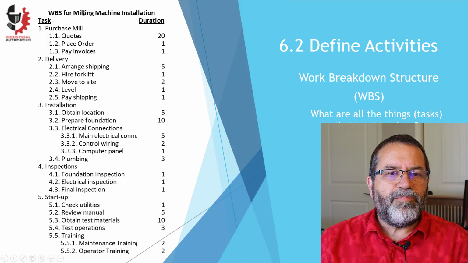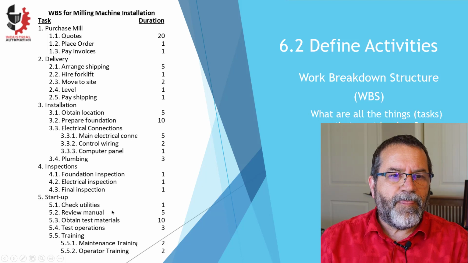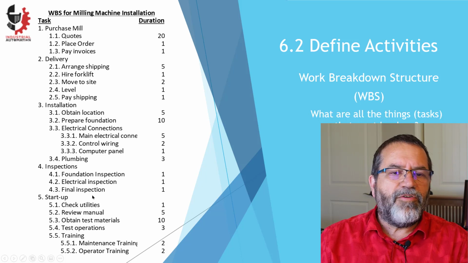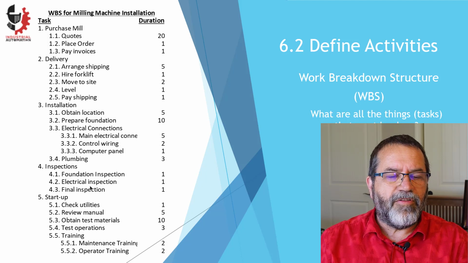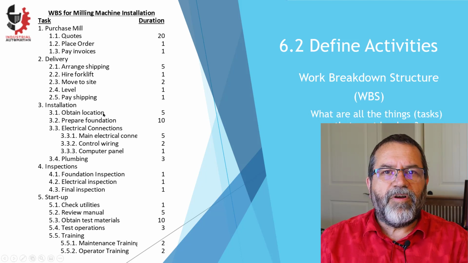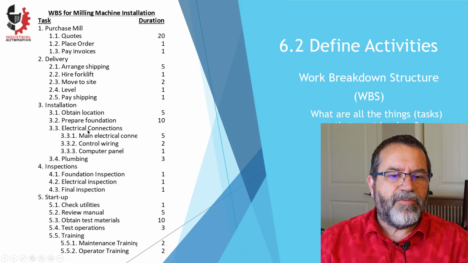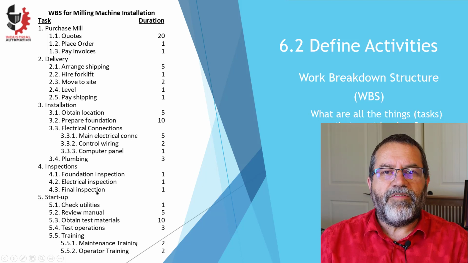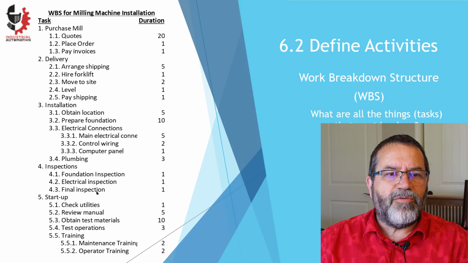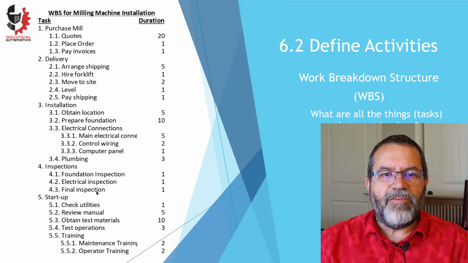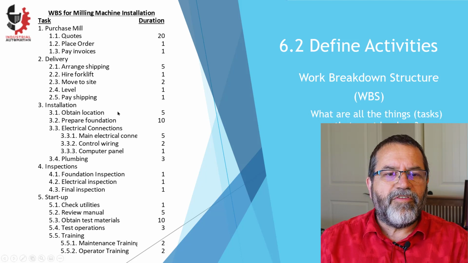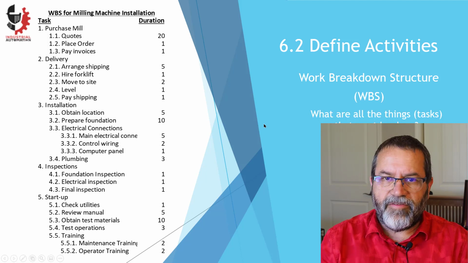This is a very simplified version of a work breakdown structure. I have maybe 20 or 30 items here, and there's no way I've covered every item that needs to be done for installing this mill or purchasing and installing it. A typical project would have hundreds of tasks. So you have to be quite detailed when you make your work breakdown structure. So this is kind of what they look like. You've got a list of tasks, and they're grouped into similar categories. And then you've got the duration for each task, how long you think each one is going to take. And that's the first step in 6.2, defining the activities.